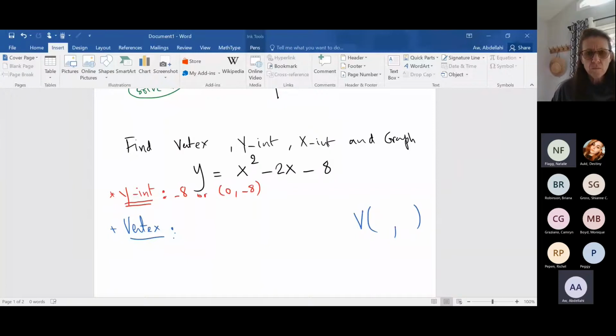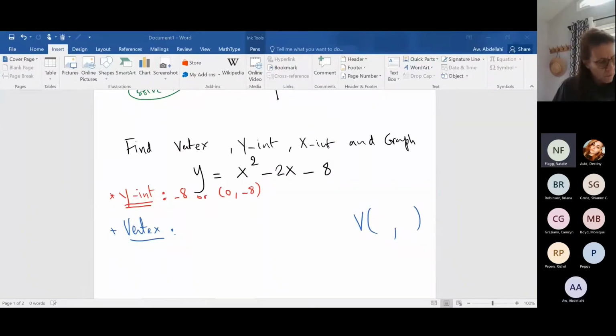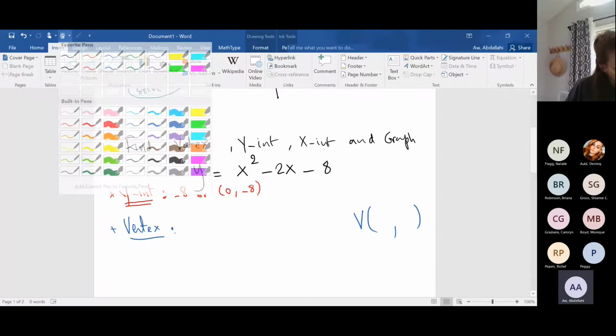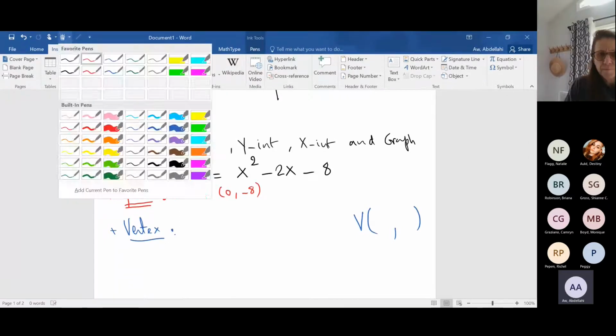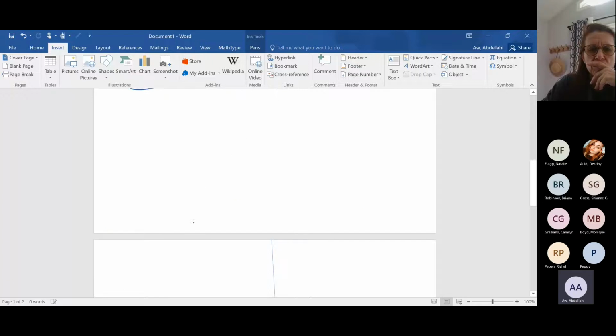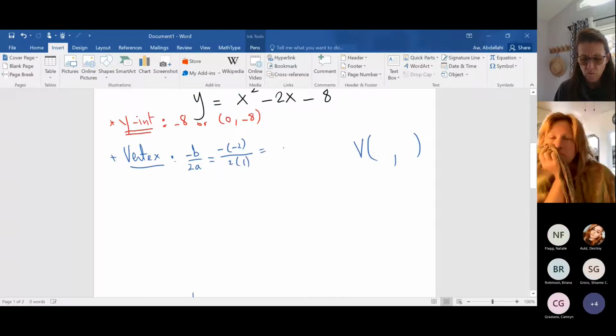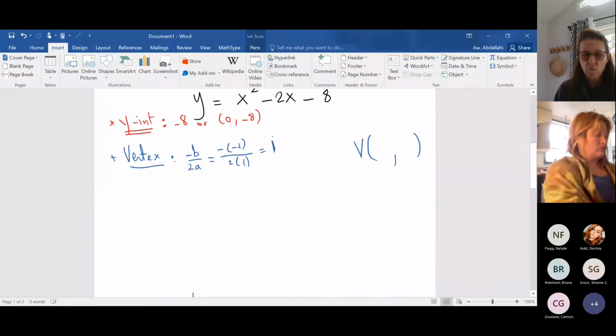We have to know a and b, and then we do -b over 2a. That is absolutely correct, right? To find the h is -b over 2a, that is my first step. The b is -2, so it's going to be -(-2) over 2 times 1, that is 1. You see, that is a 1 right here.